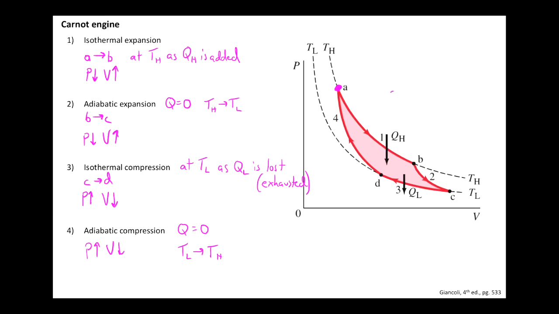It turns out that is the area of this shaded region. That tells me how much net work is done by the engine. And again, it's just the subtraction of the two areas under the curves, the compression and expansion curves.